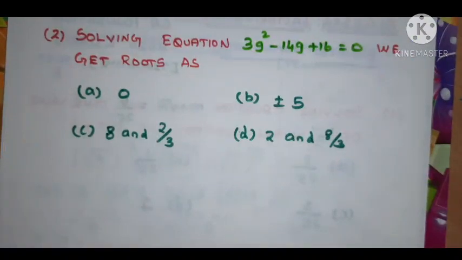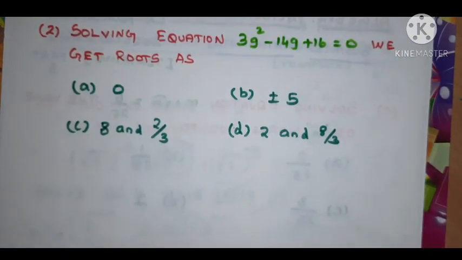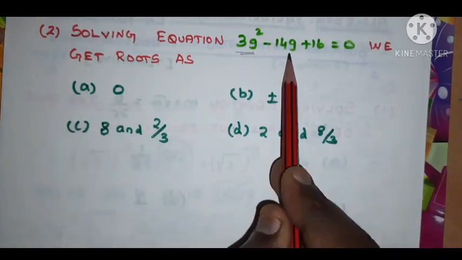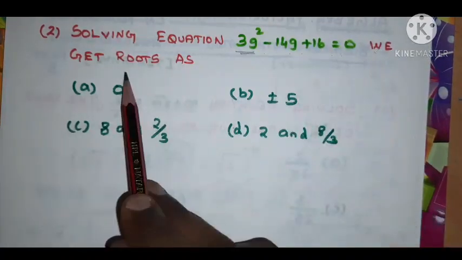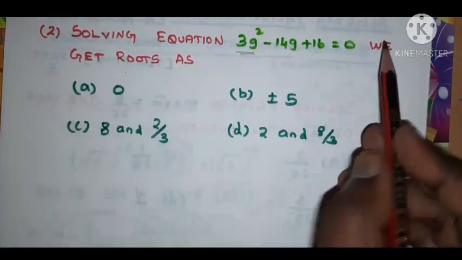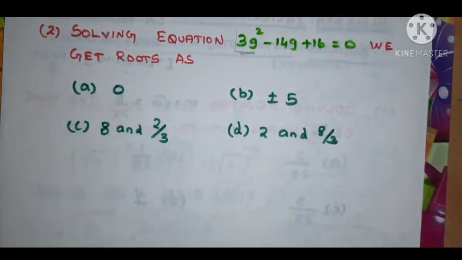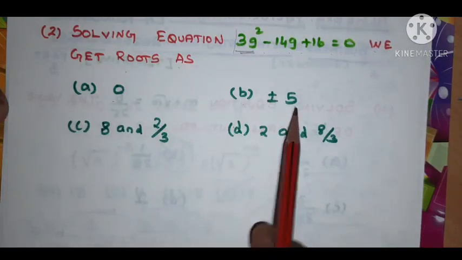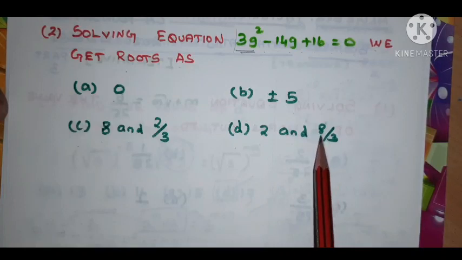The second question. Solving the equation 3g squared minus 14g plus 16 is equal to 0, we get roots as... So if you are solving this equation, what are the roots we get? That's exactly the question. The given options: option A 0, option B plus or minus 5, option C 8 and 2 by 3, option D 2 and 8 by 3.